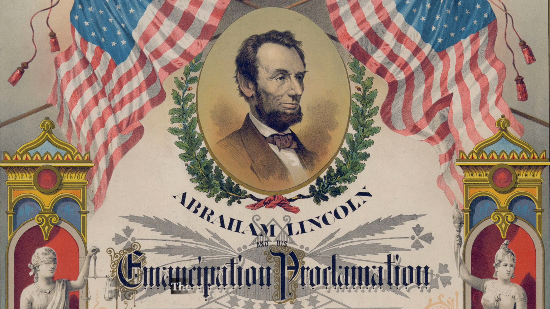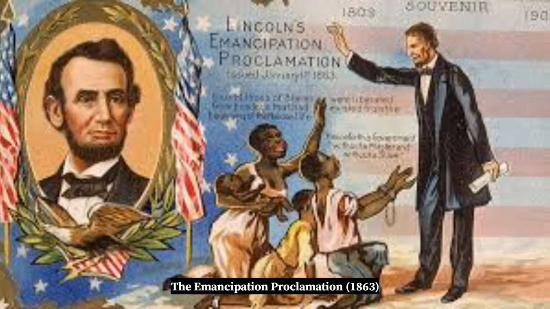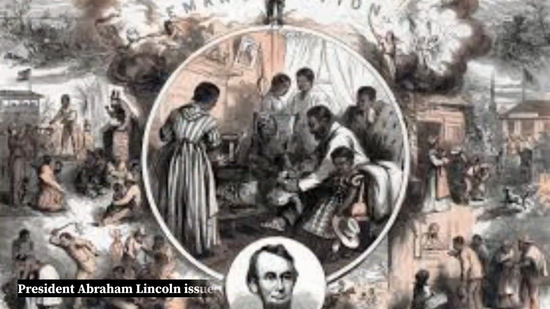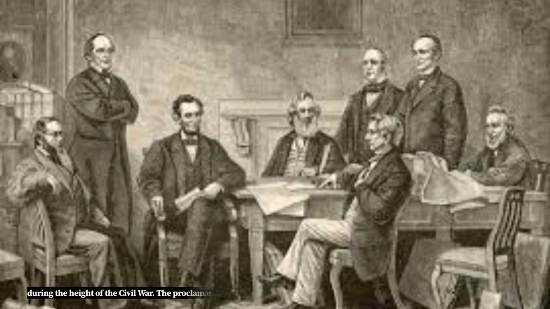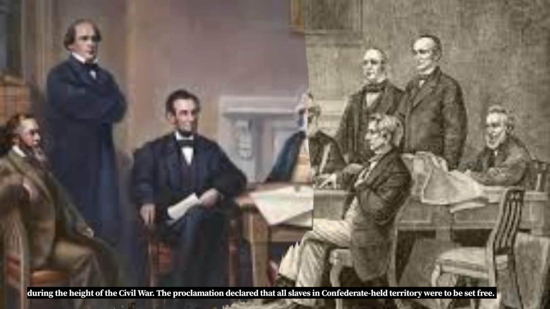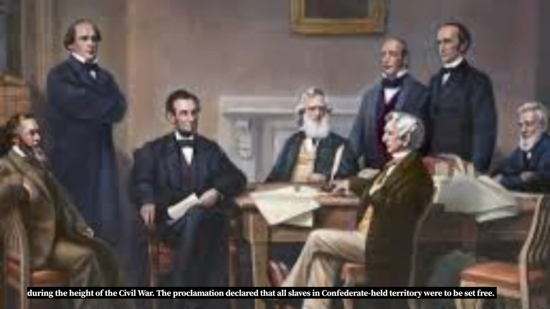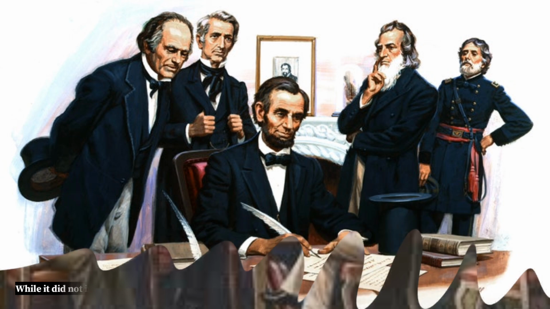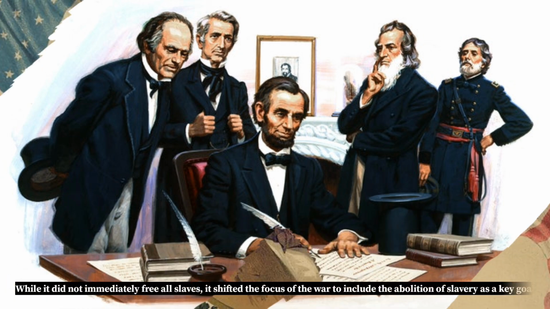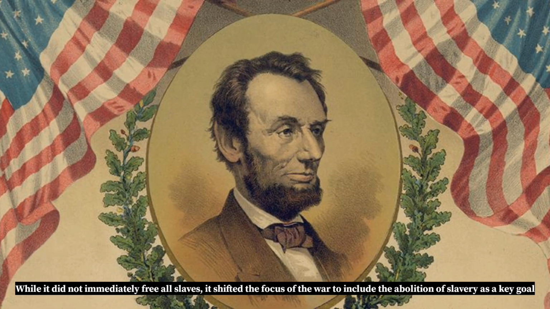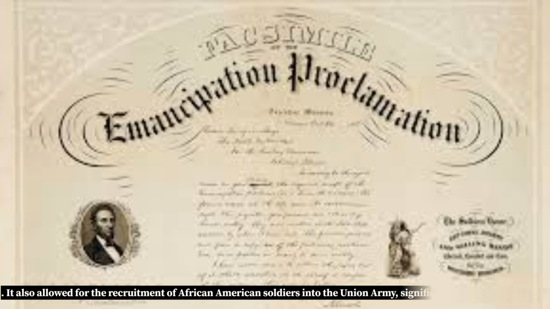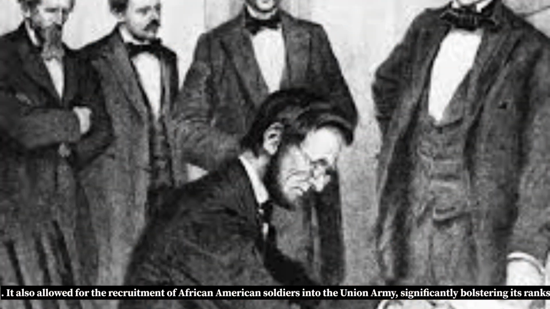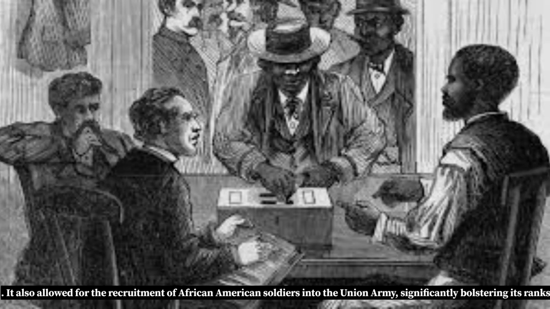7. The Emancipation Proclamation, 1863. President Abraham Lincoln issued the Emancipation Proclamation on January 1, 1863, during the height of the Civil War. The proclamation declared that all slaves in Confederate-held territory were to be set free. While it did not immediately free all slaves, it shifted the focus of the war to include the abolition of slavery as a key goal. It also allowed for the recruitment of African American soldiers into the Union Army, significantly bolstering its ranks.